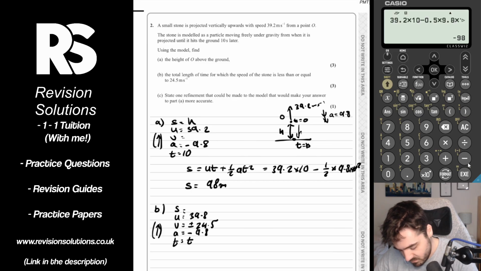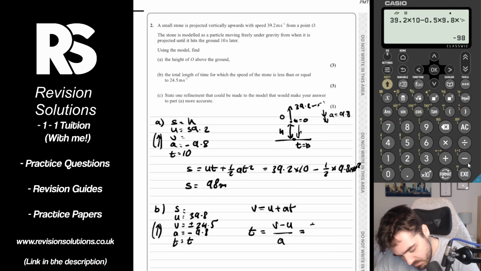T is just T, which is what we're trying to find. And we're using an equation without S then if we would like to find T. So V equals U plus AT, or T equals V minus U over A. That means we have plus or minus 24.5 minus U, which is 39.8, all over minus 9.8.